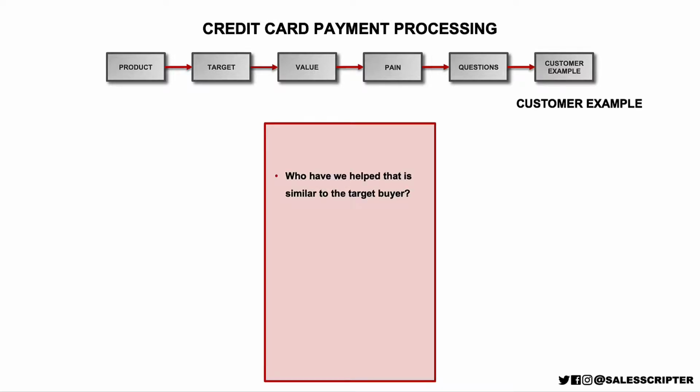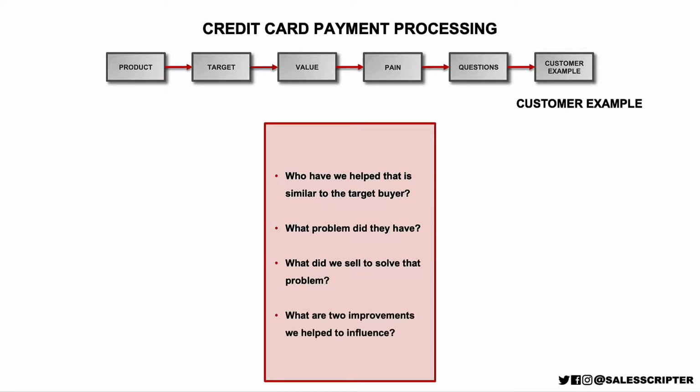And so the first question is, try to think of a customer that you've helped. And if you can't actually mention the name of a customer, you could just share a descriptive label of that customer. What problem did they have when they came to you or when you started working with them? What did you sell them to solve that problem? And then try to think of 2 improvements that your product or service helped to create for that customer.